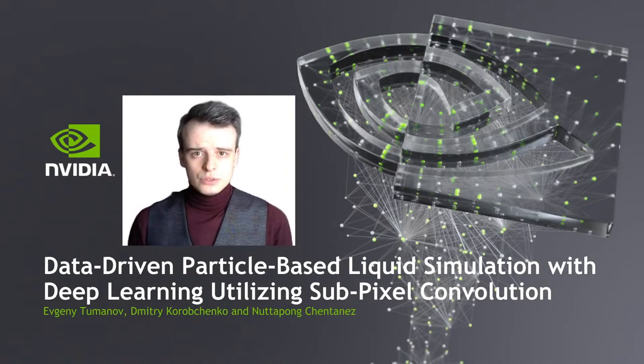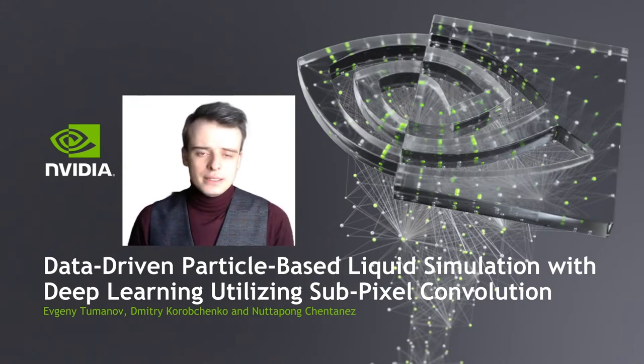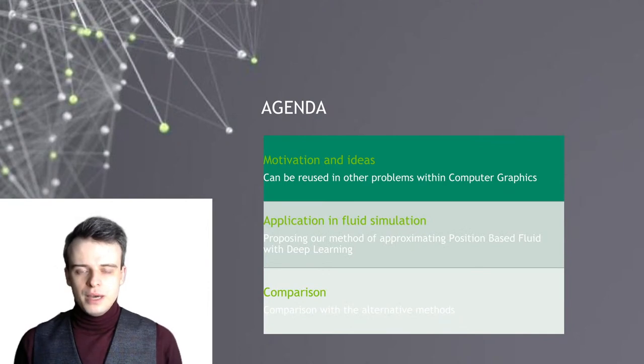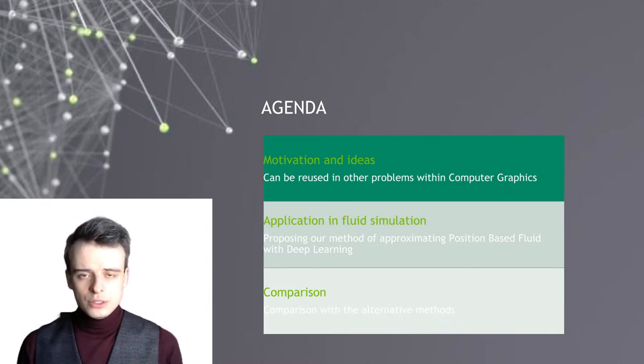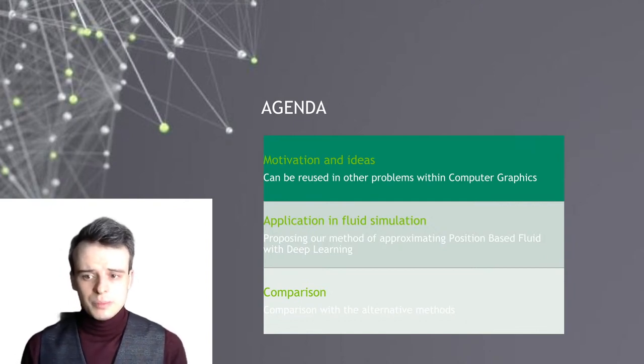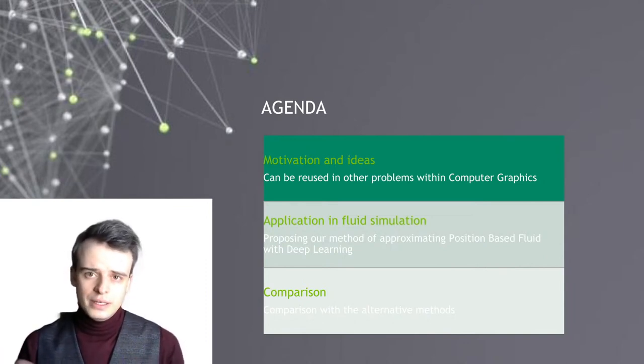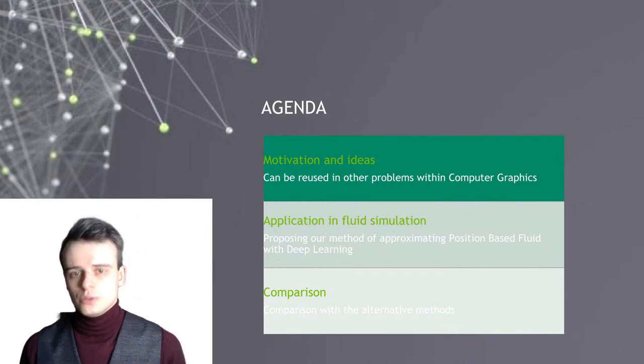My talk is particularly relevant to those of you who are interested in physics approximation and especially in approximation of fluid dynamics. But I did my best to structure my presentation in a way that highlights the core ideas, which can be reused in many problems within computer graphics. This is the plan of my talk today. First, I will share the core ideas and motivation of our work. Then, I will explain how these ideas can be applied in the context of fluid simulation. And finally, I will address the comparison of our work to the alternative methods.